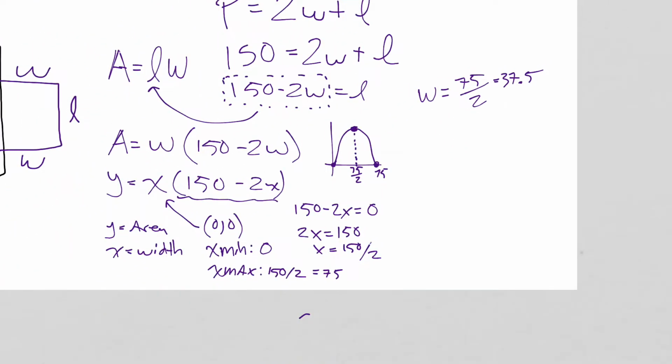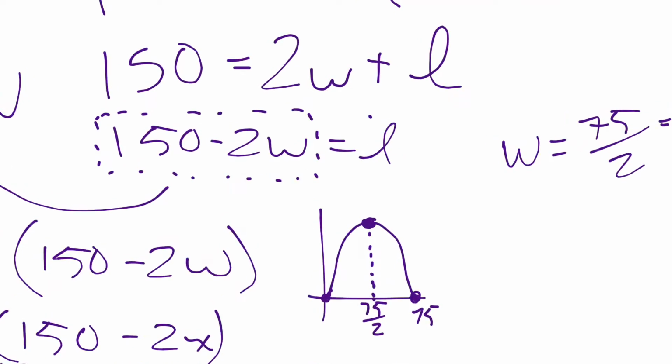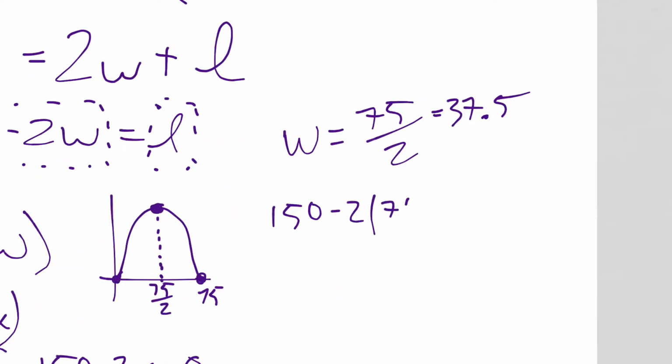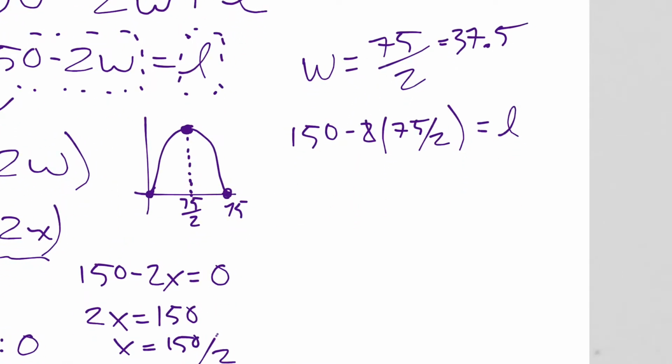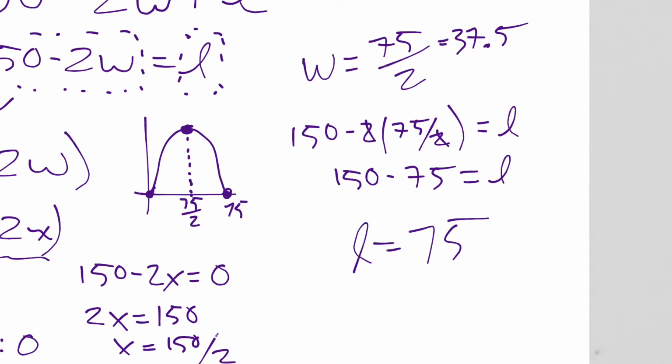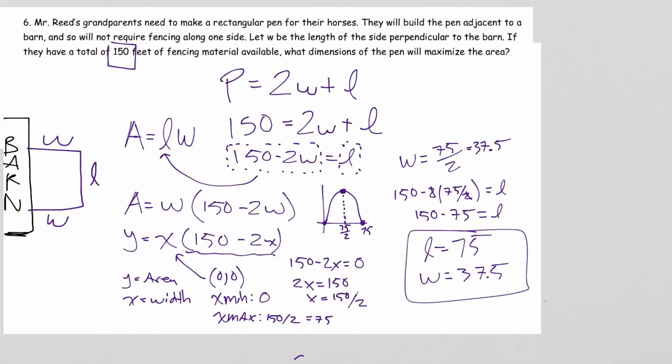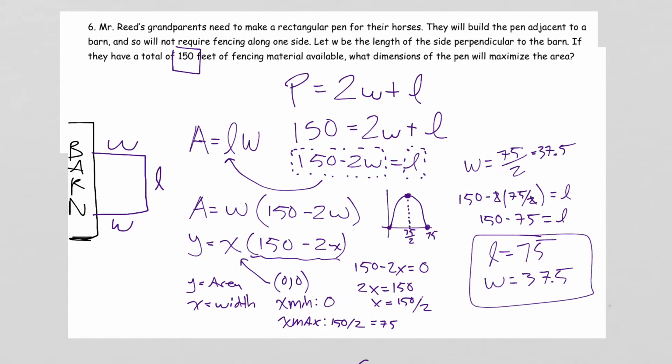So if W is 37.5, we want to figure out what L is, but look, we have an expression for L right here. So 150 minus 2 times our 75 halves will equal our L. Hey look, we have a 2 and a 2, and they cancel. So we have 150 minus 75 equals L, therefore L equals 75. So the dimensions need to be L is 75, W is 37.5, and that will maximize the area. Notice it didn't ask you to find the maximum area, so you don't technically need to, and we just did this problem without a calculator, which is kind of sick.